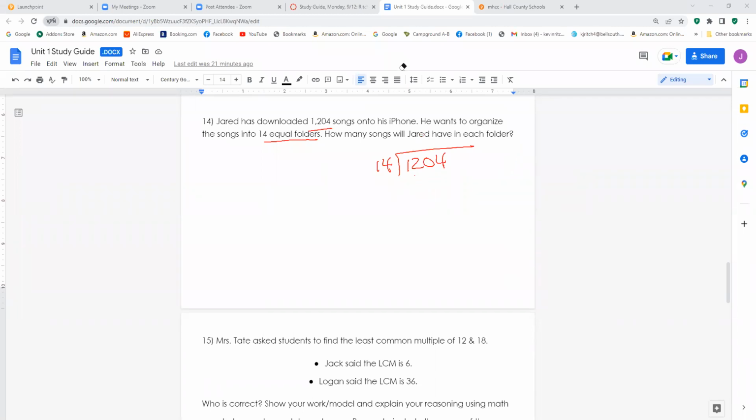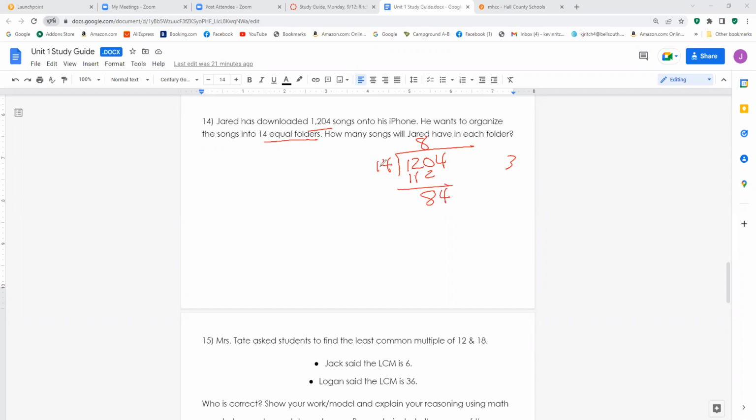So my 9 was too big. I have to go down to an 8. 8 times 4 is 32. 8 times 1 is 8, 9, 10, 11. And when I subtract, I get a remainder of 8. And then I bring down my 4.